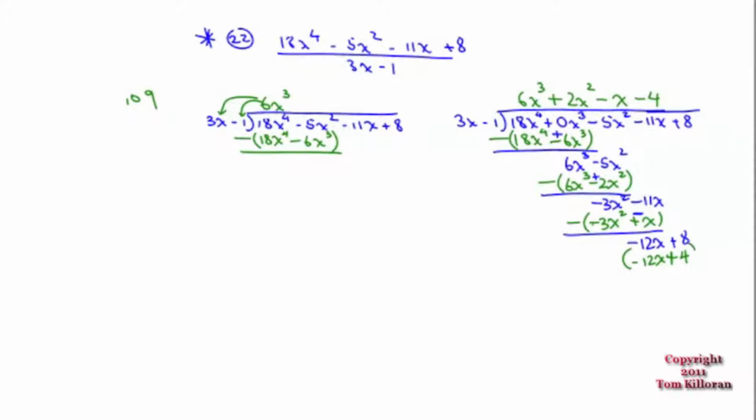And we're going to take this and subtract it. Seems very redundant that we keep subtracting that, but that's all right. And then the 12x's will cancel. The positive 4 turns into negative 4. 8 minus 4 is 4. So this has a remainder that is not 0. So that means if I multiply 3x minus 1 times 6x cubed plus 2x squared minus x minus 4, I'm not going to get the polynomial that's underneath because it's off by 4.